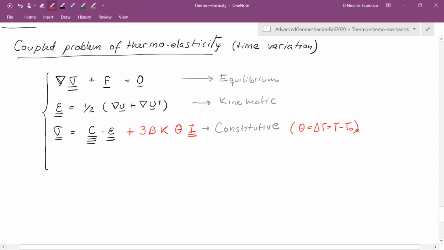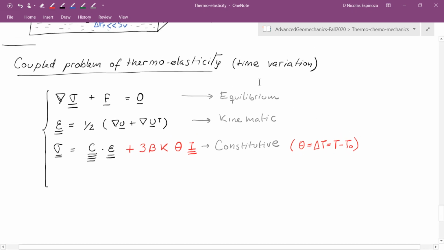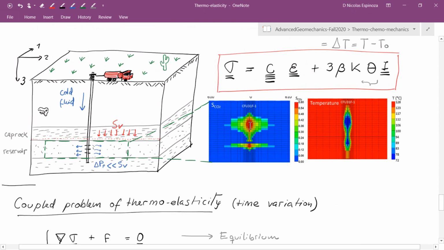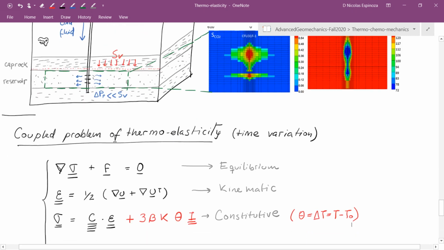And we also saw solutions for steady state analysis. If we want to involve now time into the picture, we need to add a new equation. Adding time into the picture will allow us to solve problems like this one, in which we have an injection of a cold fluid and the rock changes temperature as a function of time and as a function of the injected fluids. But let's first address the variation of temperature with time.